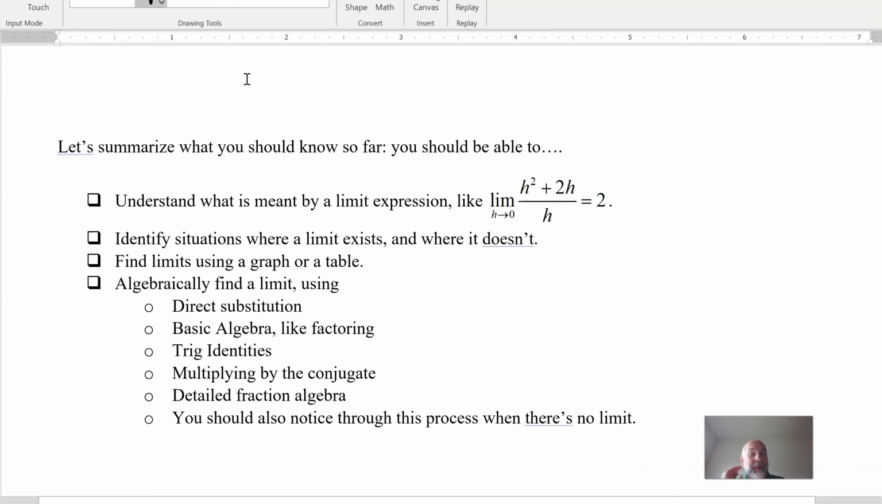Quick summary of what you should be able to do so far. Understand a limit expression, understand what that means. Maybe you're still a little confused about why we're doing this, and that's really going to get answered. I gave you that y-intercept example, but there's going to be a lot more, and you'll be like, oh, okay, I get why they use limits. You should know when a limit exists and when it doesn't. You should be able to find limits using a graph or table. I give you a calculator. I give you some weird expression that you have to find the limit for, and you should be able to approximate it by just kind of plugging in numbers. And then algebraically find a limit using any of those techniques that we mentioned before.